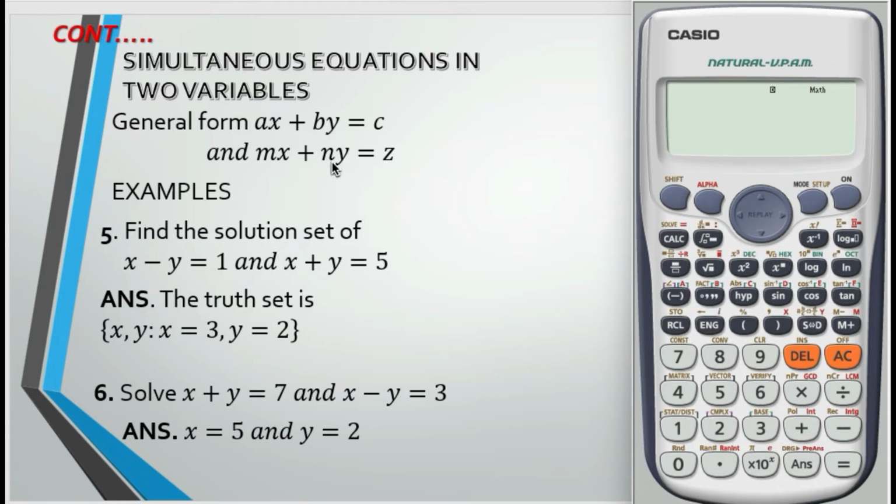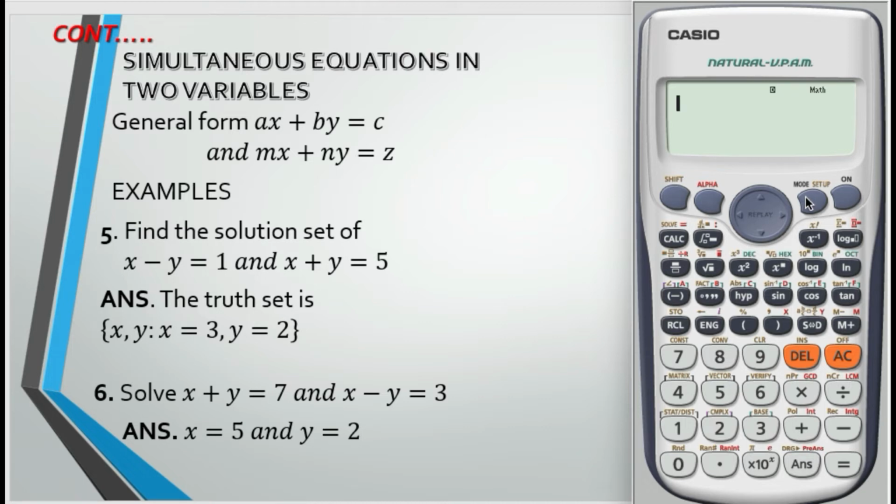So they are all occurring at the same time. The change in this is the same as the change in this. And so let's take the example on it. Say that find the solution set of x minus y equal to 1 and x plus y equal to 5. And so we set the calculator in the simultaneous form.